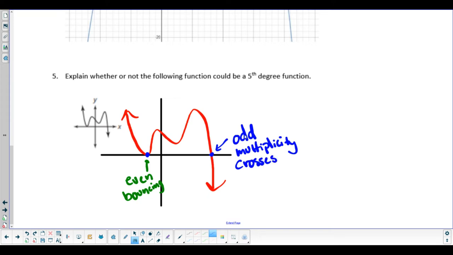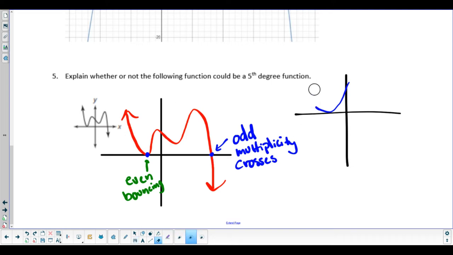The ways that something can bounce, or the ways that something can cross, can be any combination of even and odd multiplicities. And one thing I've talked about is that the greater your odd multiplicity, the more you squiggle or wiggle through the line. That's easy to tell with odds, but for evens, it's really hard to tell what the multiplicity is. It has to do with the width of how you bounce off of it, but really that's determined by the scale of the graph.